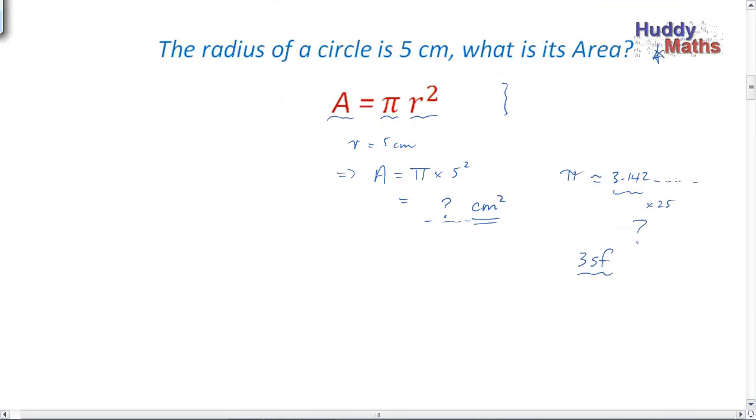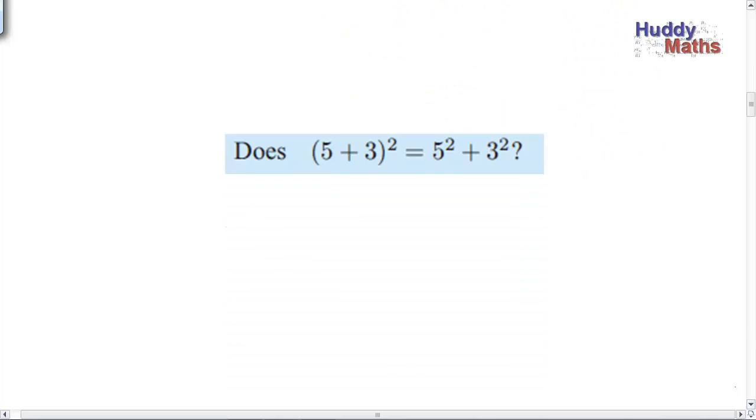Okay, come down now, and here's my question. Does 5 plus 3 squared equal 5 squared plus 3 squared? And why have I stuck this here? There's no letters, it doesn't seem to be algebra, but it does involve some aspects of algebra, because what we're doing is looking at, if you like, symbols and notation that we use to mean certain things in maths.